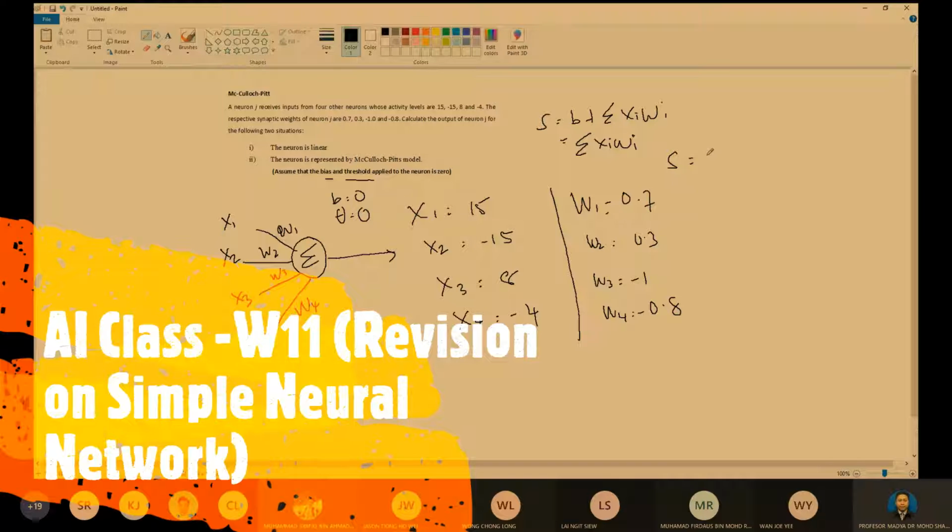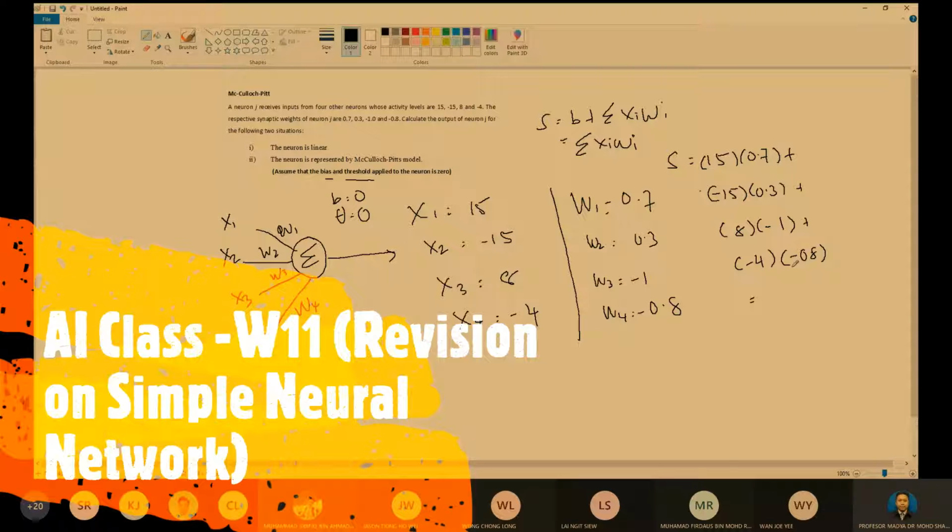S for the linear: X1 multiplied by its weight 0.7, and then plus negative 15 multiplied by 0.3, plus 8 multiplied by negative 1, plus negative 4 multiplied by negative 0.8. Okay, and then you get the S.